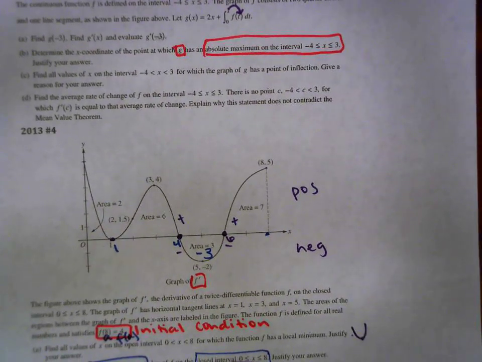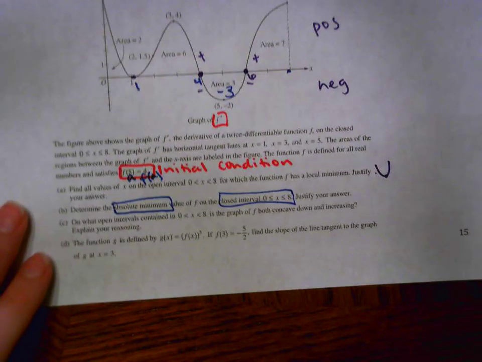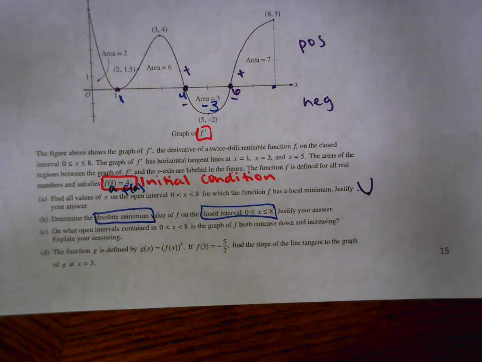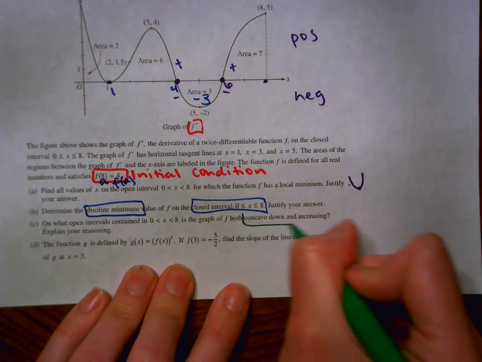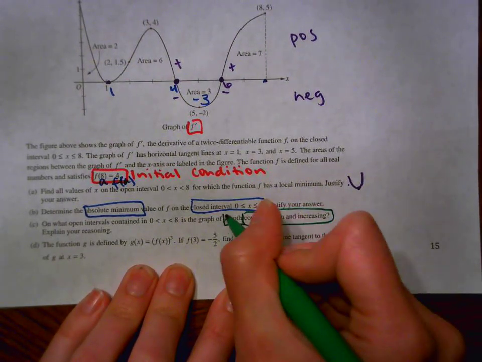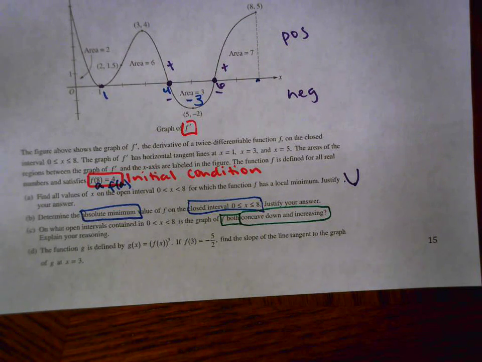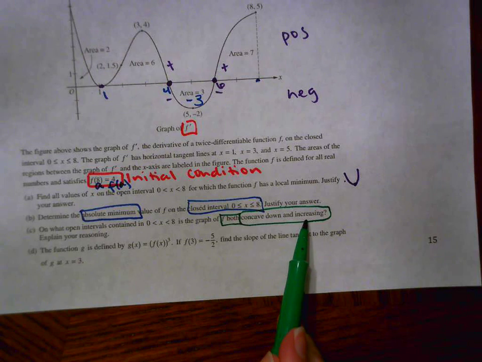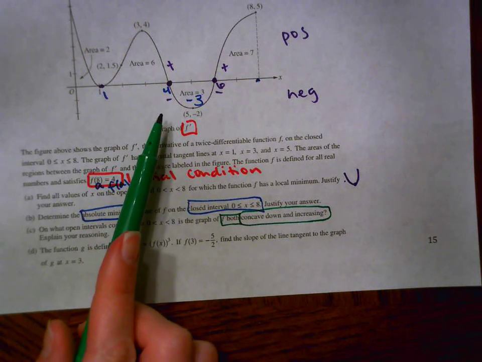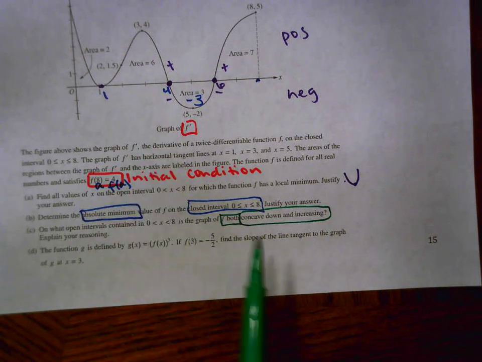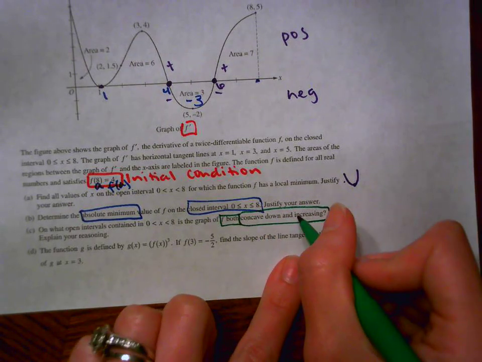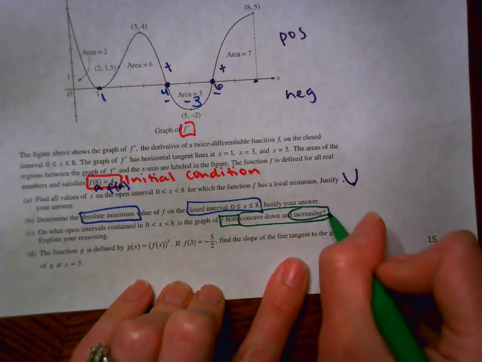So then C says, on what open, can y'all see it? On what open intervals contained in the interval in the graph of f is the graph of f both concave down and increasing? So we're determining when f is concave down and increasing. We're determining concavity and whether it's increasing based on f prime. So I would actually do increasing first, because that one to me is a little easier.